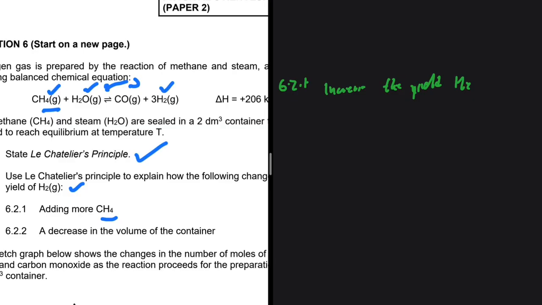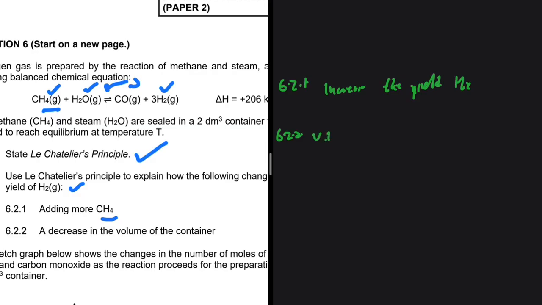Why is that so? Per Le Chatelier's principle, when there's a disturbance in a closed system, the system reinstates a new equilibrium by favoring the reaction that opposes the change. We have the amount of CH4 increasing, so the system will favor the forward reaction so that CH4 can be used up, and as a consequence of that, the amount of hydrogen gas produced would increase. And then 6.2.2, a decrease in the volume of the container. So this is what we need to understand.